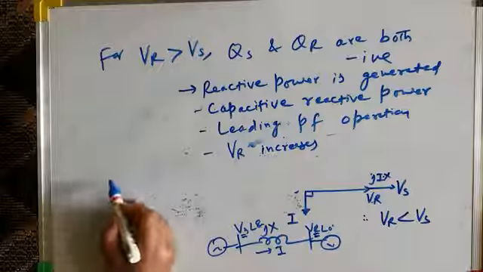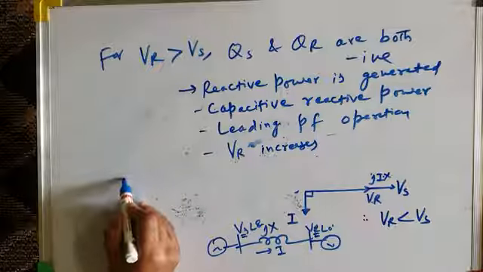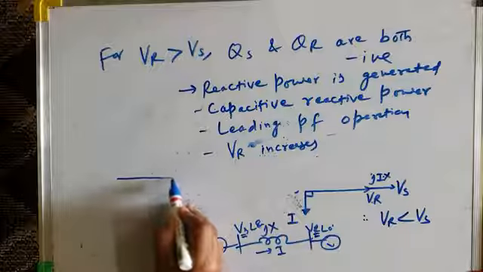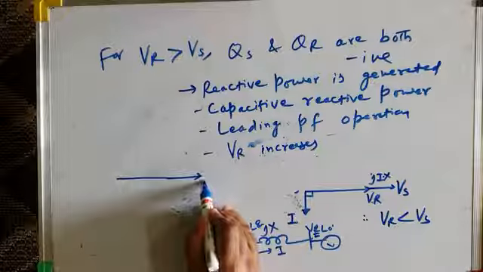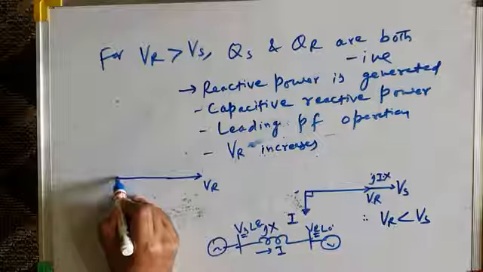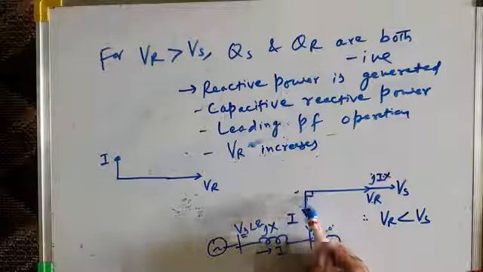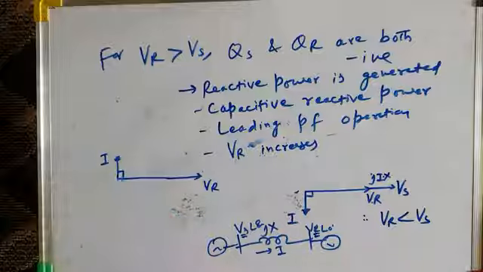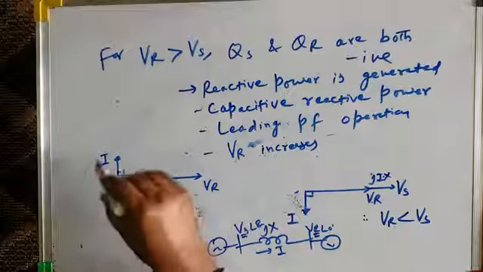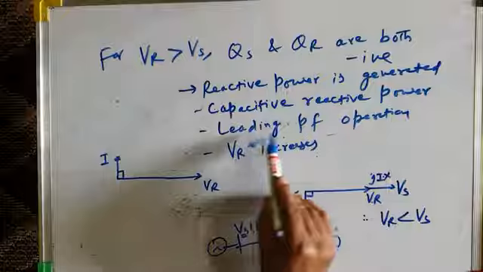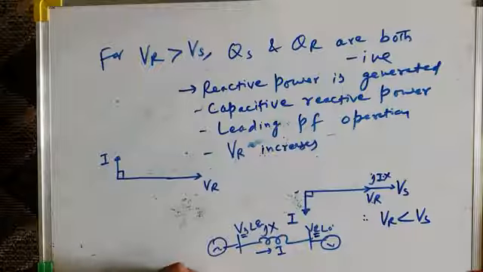That we can understand with the help of this phasor diagram again. So this is our phasor diagram. For example, again, this is receiving end voltage Vr. Now current is leading the voltage. It is not lagging. In the previous case, current was lagging the voltage. In this case, current is leading the voltage. So it is a capacitive reactive power. Leading power factor operation is there.